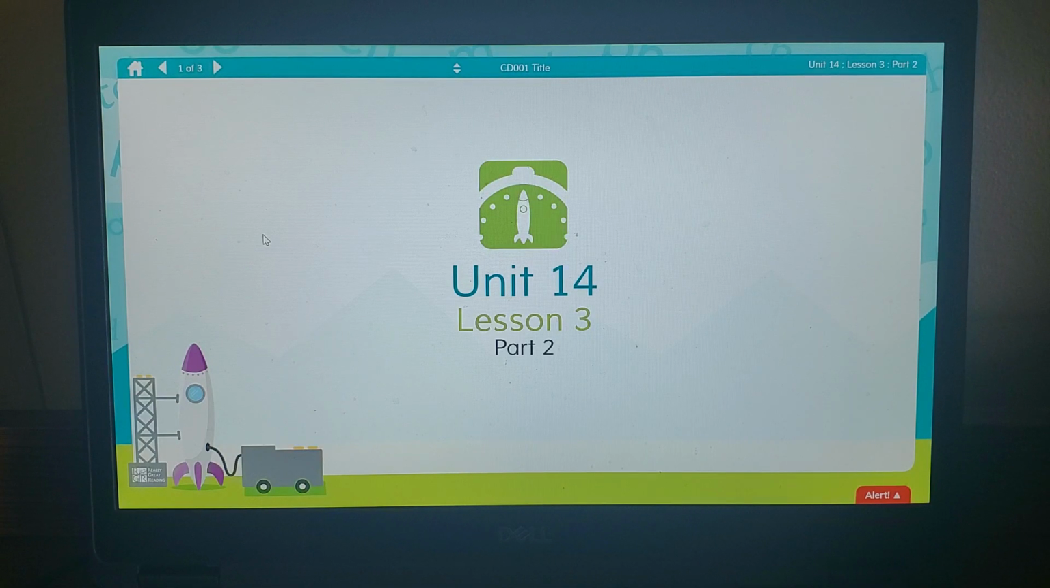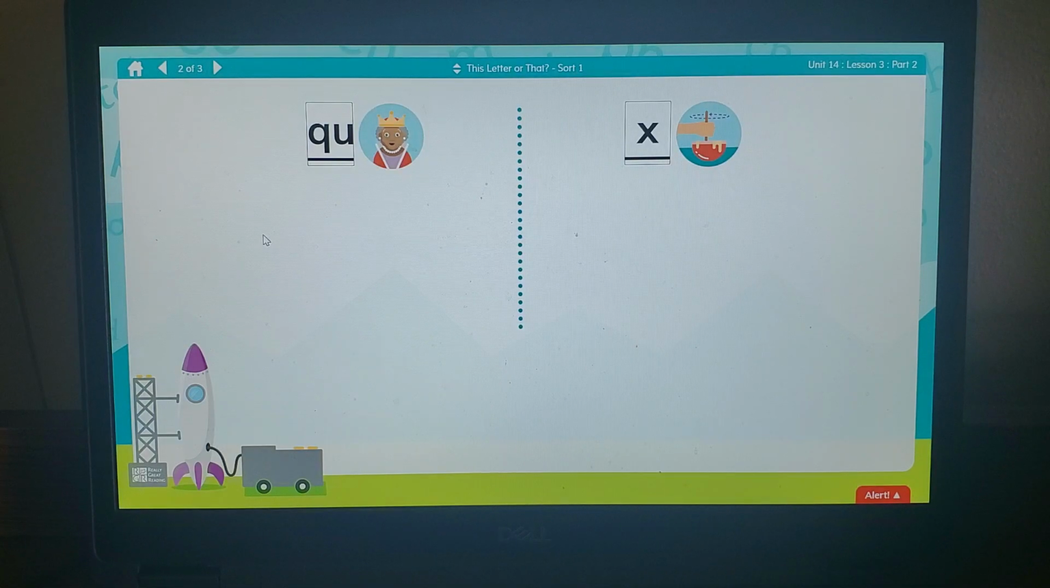So next we're going to be to Unit 14, Lesson 3, Part 2. And we're going to be doing this or that. So we have qua and x. So qua like at the beginning of queen and x at the end of mix. Fox. What sound do you hear in fox? Do you hear qua or x in fox? Fox is correct. Next we have question. What sound do you hear in question? Do you hear qua or x in question? Question is correct.